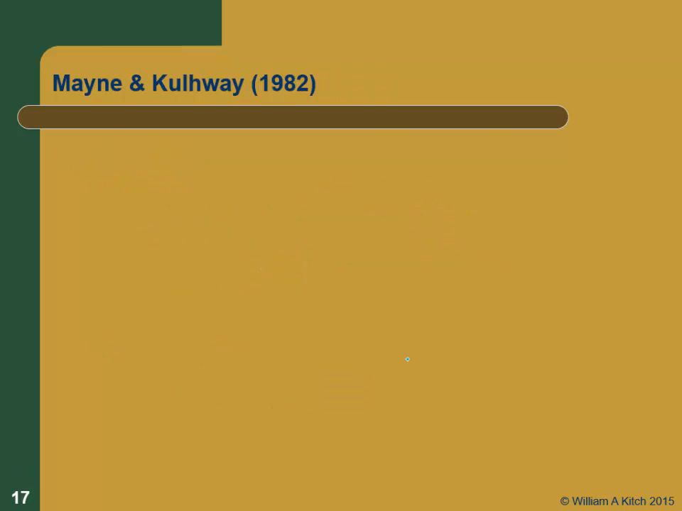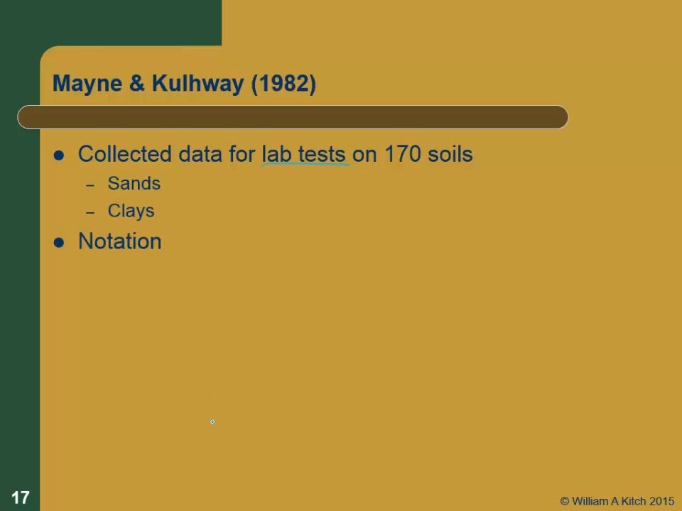We come to what's the seminal paper in this, which is Mayne and Kulhawy's 1982 paper. They looked at a lot of data. They went out and got data on 170 different soils. These are still all laboratory tests. They got sands, they got clays.